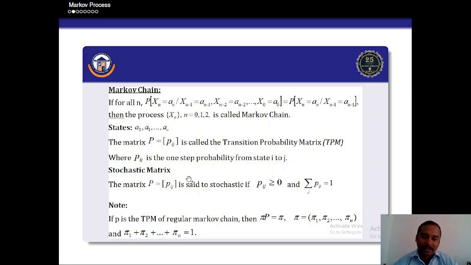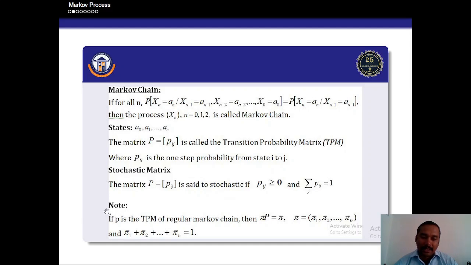A matrix is said to be stochastic if it satisfies these two conditions. That means Pij is greater than or equal to 0, that is, all the entries in that matrix are non-negative. And also the sum of Pij over j equals 1, that means the sum of each row is equivalent to 1. So if any matrix satisfies these two conditions, that matrix is known as a stochastic matrix.